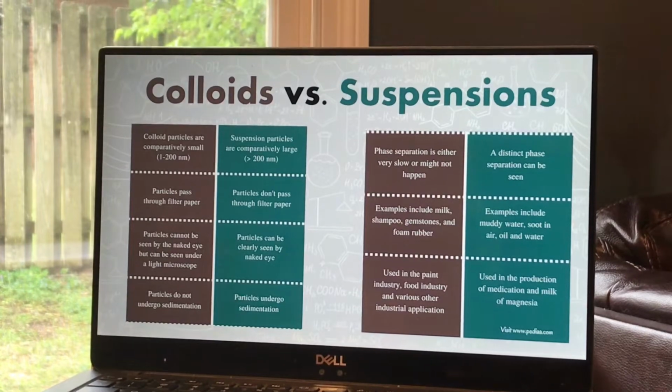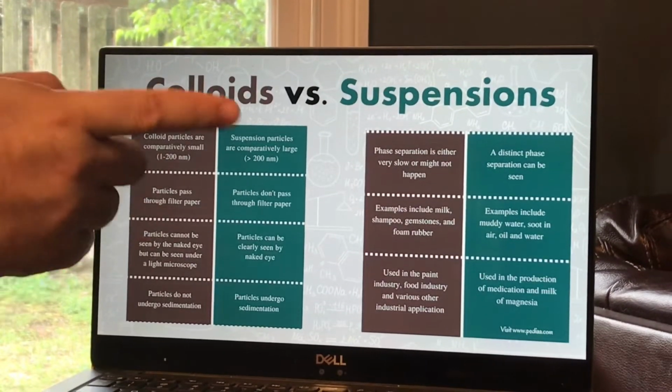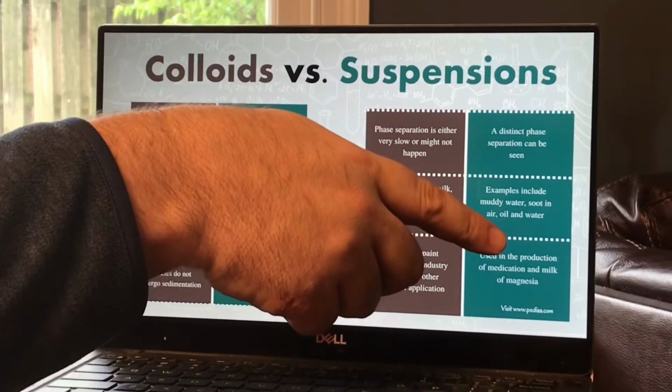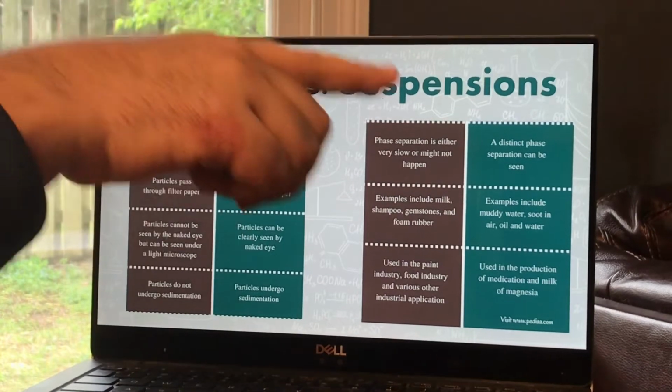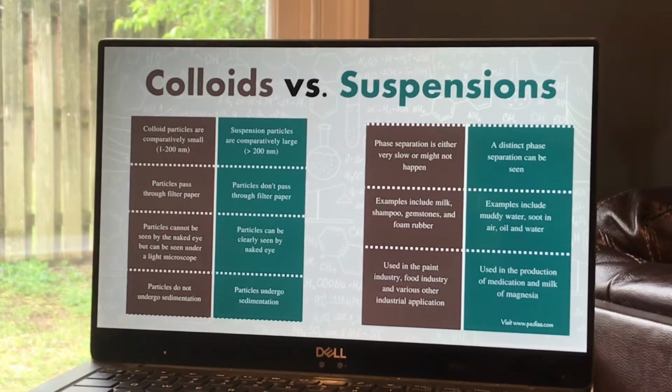Colloids and suspensions are two things that can be confused. Here's a whole list of different things, and y'all can look at this online. I'm only going to point out a few here, but y'all can look at these online on the PowerPoint and write them down.